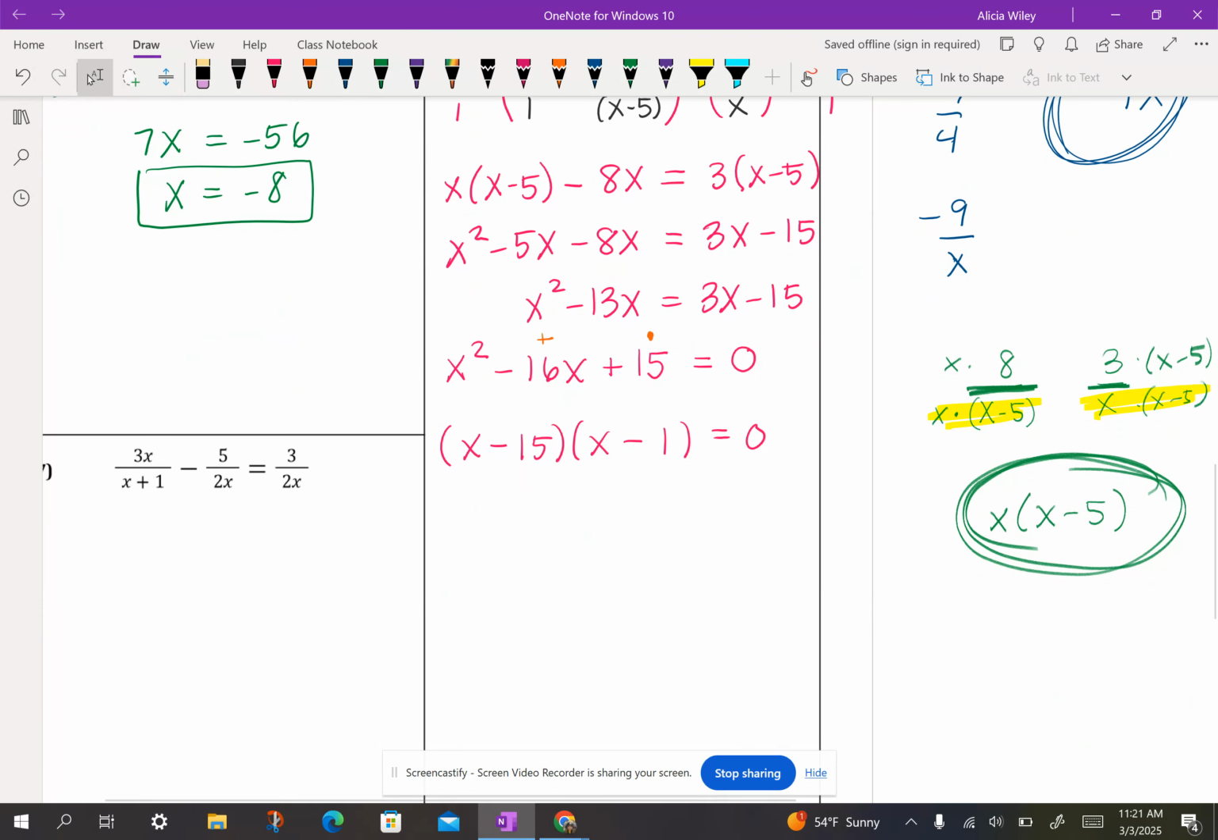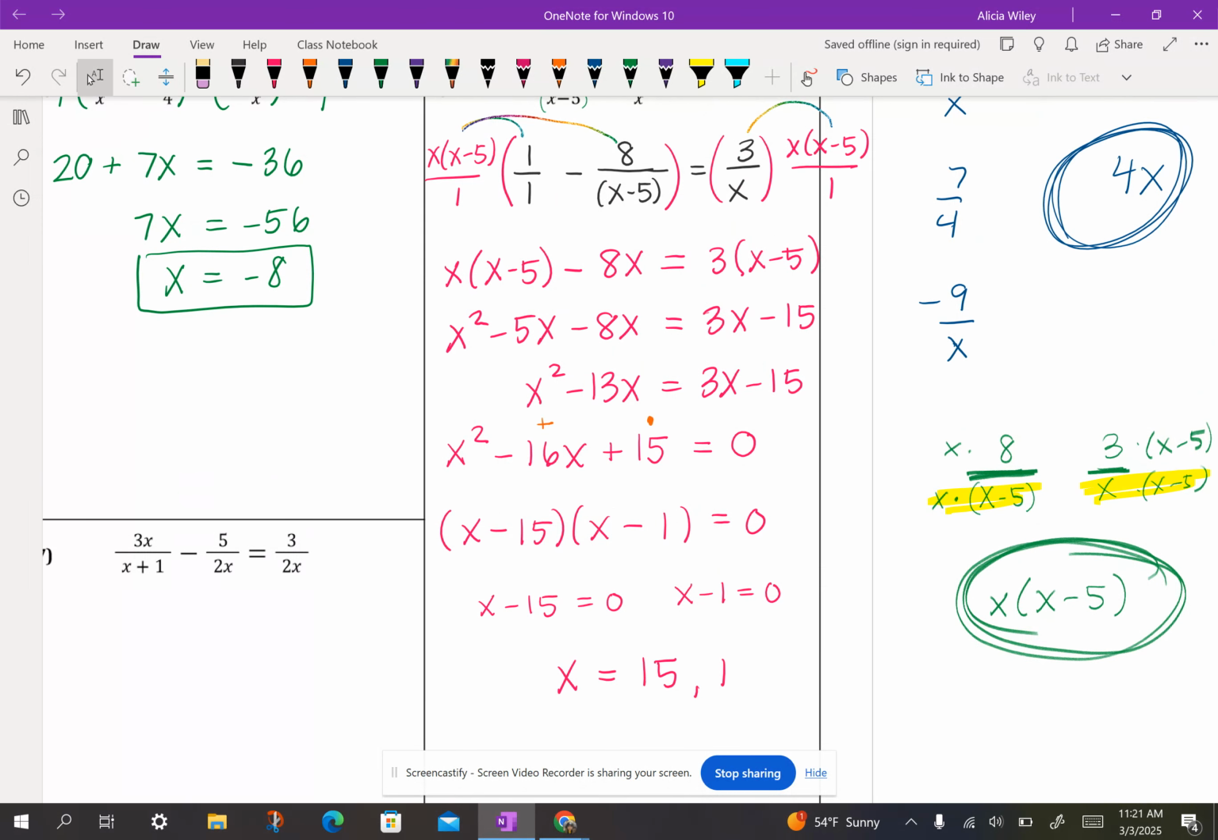And then setting both of those equal to 0. Some of us can do that part in our head. If not, go through the steps. x minus 15 equals 0, x minus 1 equals 0. And you'll see that your two answers would be 15 and 1.